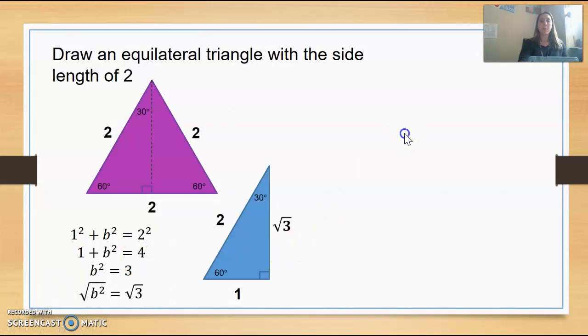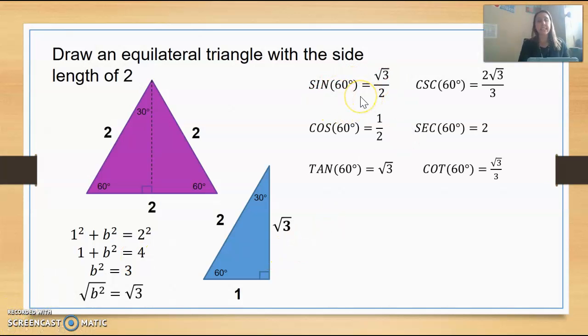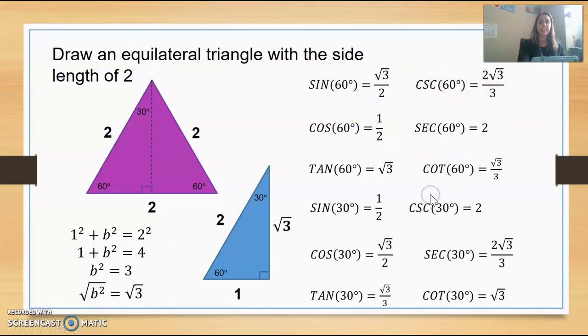Okay, so I'm going to put my answers up. It looks like I did the sine of 60 degrees first, and these should be your answers. And then I did the sine of 30 degrees, and all of them for 30 degrees. So check your answers, make sure that you get them right. Something I'd like you to notice is that the sine of 60 degrees is the same as the cosine of 30 degrees. The sine of 30 degrees was the same as the cosine of 60 degrees. Just something to notice. It might come up later.